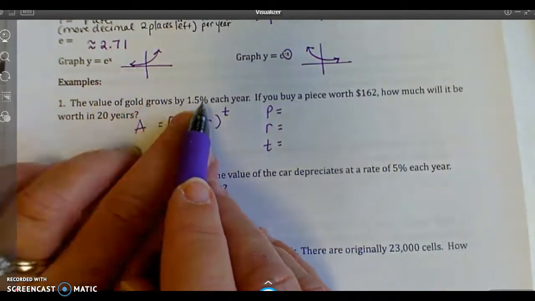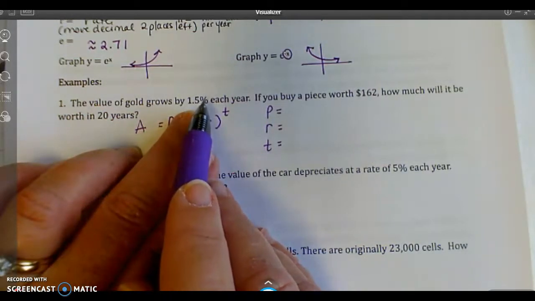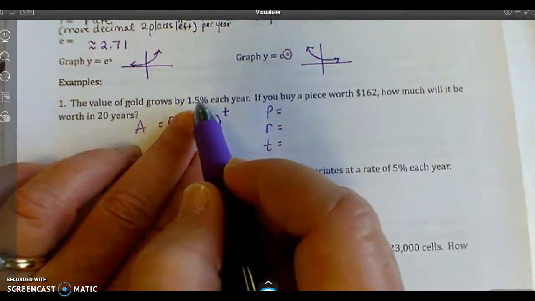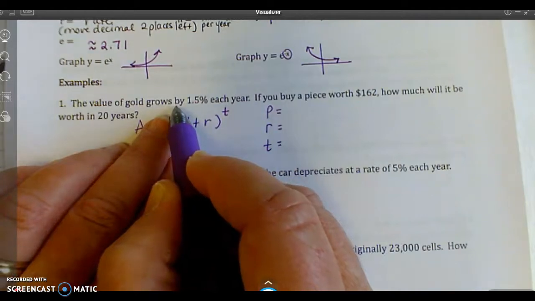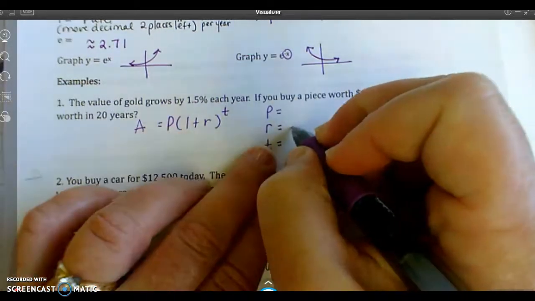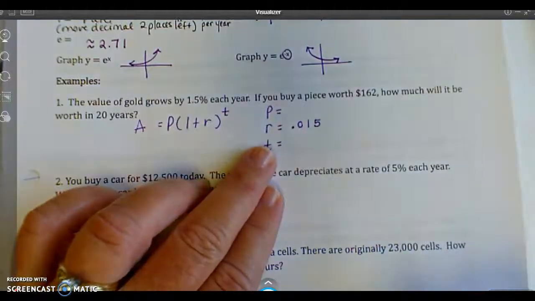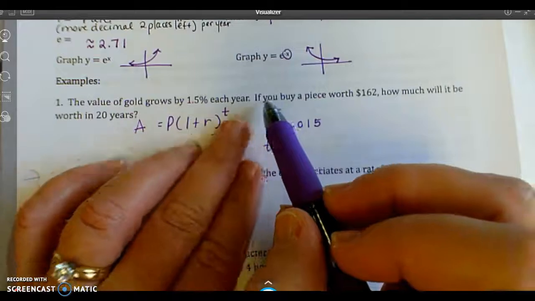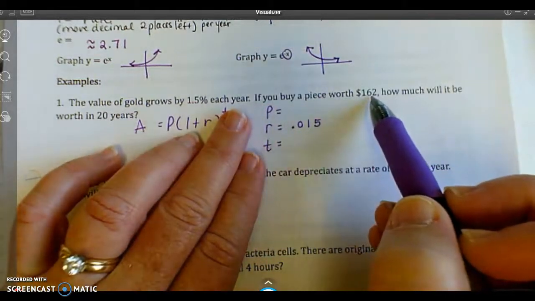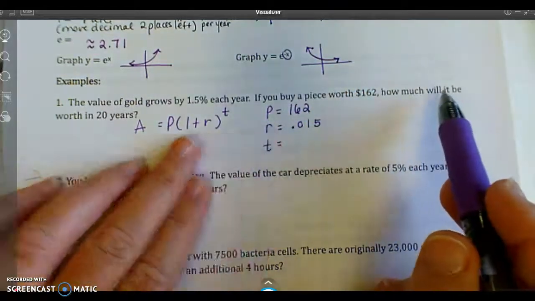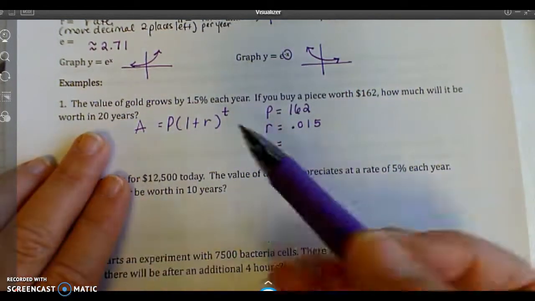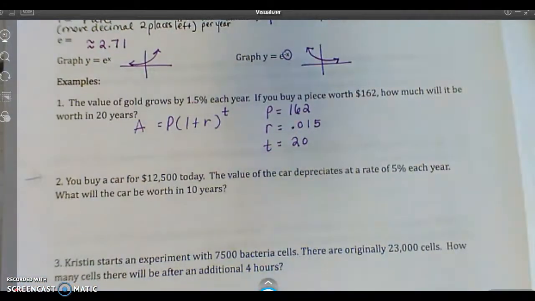Alright, the value of gold grows by 1.5% per year. That's your rate, because it's a percentage. But you either divide by 100 or move the decimal over 2 places. If I move the decimal over 2 places, I'm going to get 0.015. Dividing by 100 will work as well if you like that better. You buy a piece worth $162. That's the original starting value. That's how much it started off. How much will it be in 20 years? 20 is the T. And so now I just put that information where it goes.